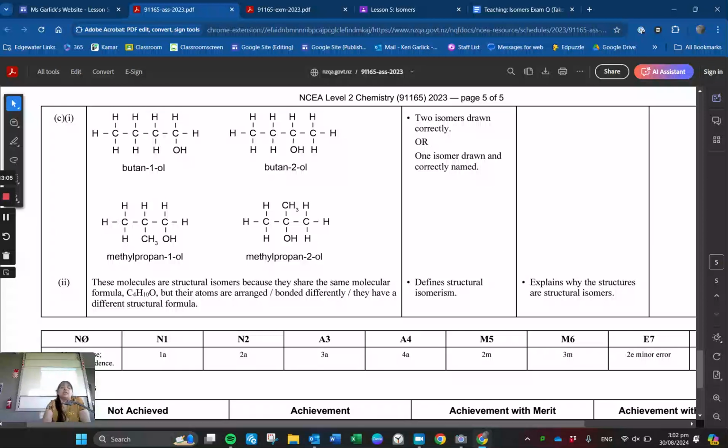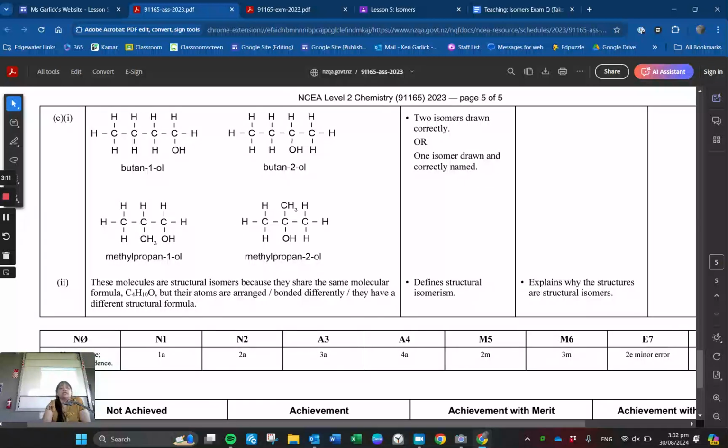The other thing for the achieved is defining structural isomers. So just saying structural isomers have the same molecular formula. So this here would be the achieved statement. Tying it back to the question is the merit point. So you see how they mentioned the formula? That's what's getting you the merit point.